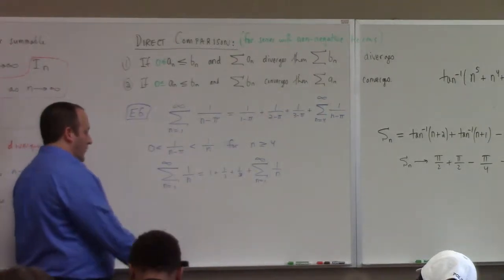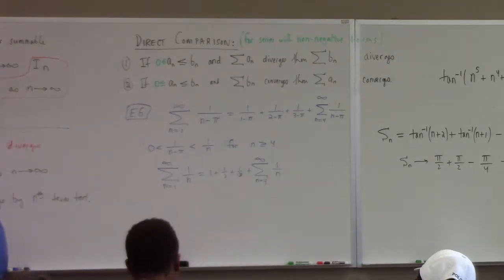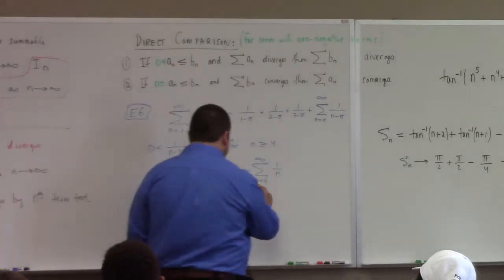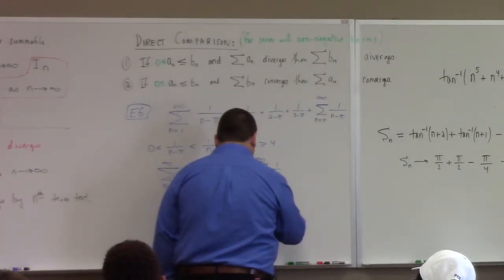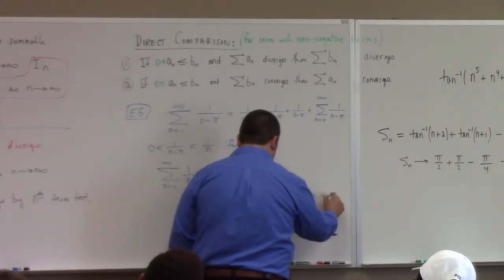I'm sorry, 4. So my question is, that series I just wrote, n equals 4 to infinity, is technically not the harmonic series, right? It's the tail of the harmonic series, starting at 4. How can we do this then?